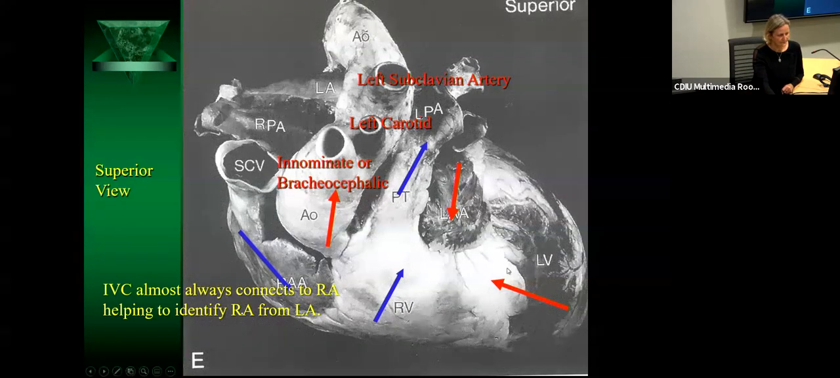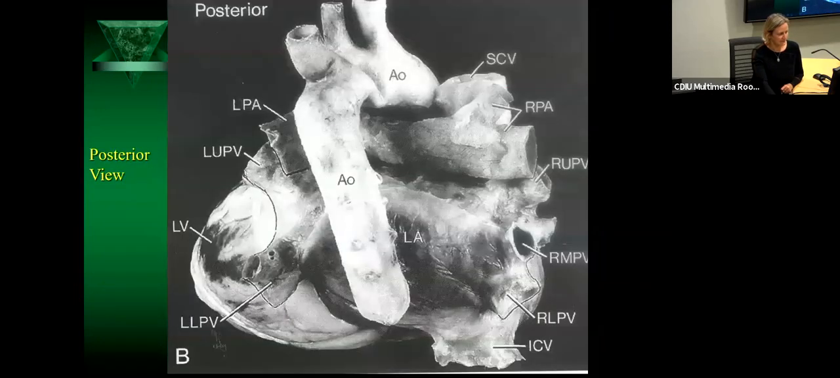So when we're looking at the hearts in the lab, whether it's the CT, MRI, or echo, we're looking at what the connections are, the vessels that come off. That's just a posterior view from the back of the heart. We can see the aorta coming round. We have the innominate here, and we have the left carotid artery and the left subclavian artery. And we have the pulmonary veins coming in to the back of the left atrium.